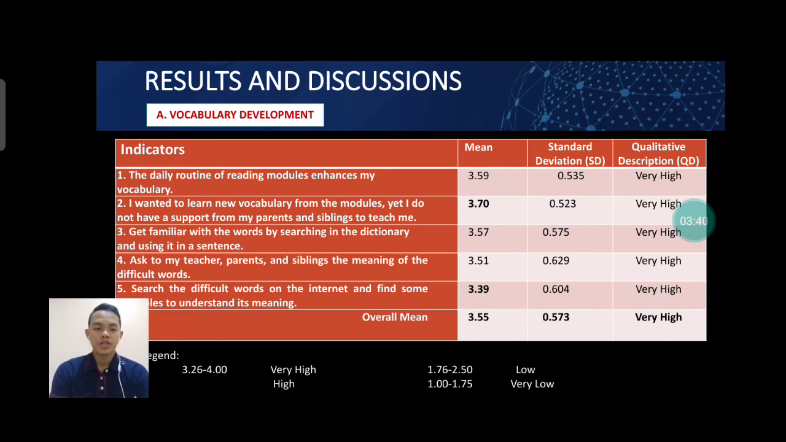However, the indicator "searched the difficult words on the internet and finds some examples to understand its meaning" obtained the lowest mean of 3.39, which is still described as very high. This means that the learners wanted to search difficult words on the internet, yet they don't have an internet connection, or internet connectivity was a problem.